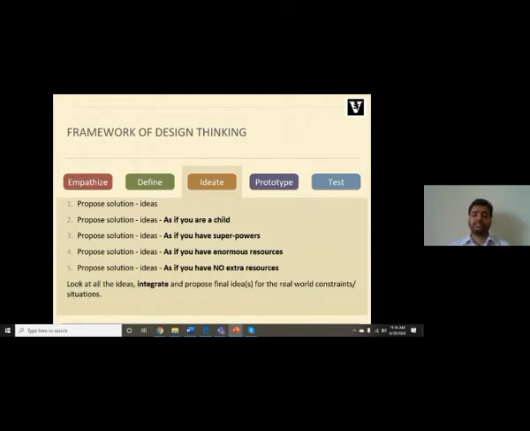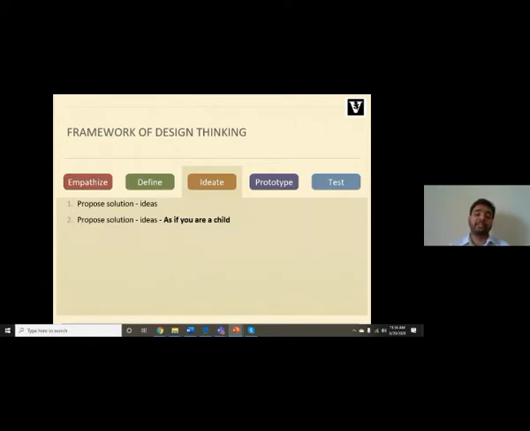And once we have different perspectives, suppose I ask you to come up with 5 ideas in normal without any constraint, 5 ideas as a child, 5 ideas as a superhero, 5 ideas as a super enormous resourceful person, and maybe 5 ideas as a person who does not have any resources. Then you'll have a total of 5 into 5, 25 ideas with varying perspectives, and that is really rich.